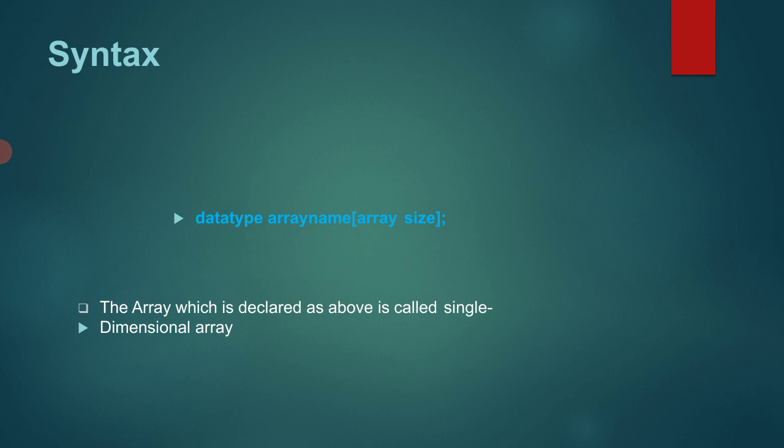So the array which is declared as above is called single dimensional array. So in the next video I will explain you that what is single dimensional array, what is multi-dimensional array, what is two-dimensional array. So the syntax that here I have taken is example of single dimensional array.